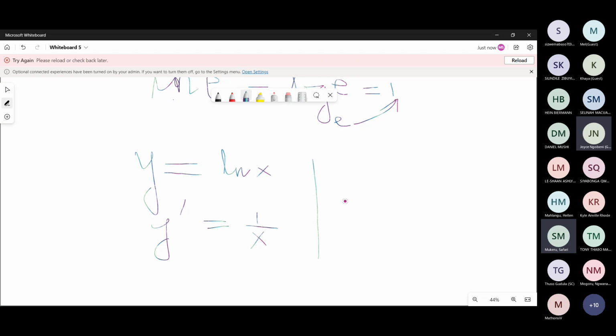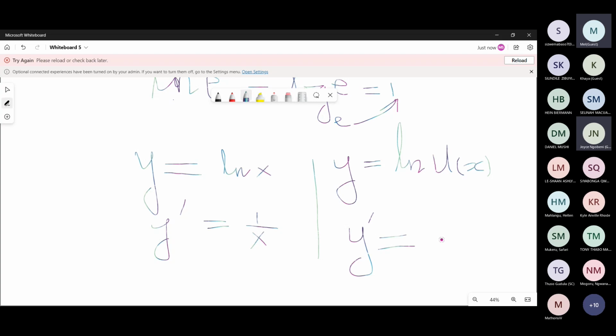Now, in general, if we have a function u and we have ln of u, ln of a function u of x, how do we compute its derivative? How do we compute y prime? It's the derivative of the function over the function. Very good. Of the function over the function itself. Very important.